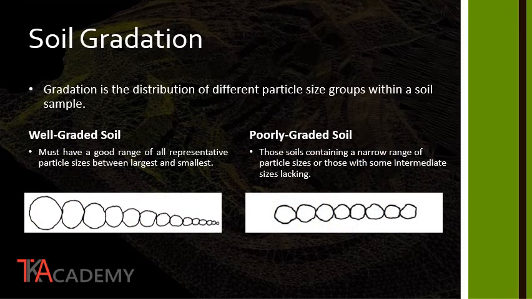Soil gradation is the term used to describe the distribution of different particle size groups within a soil sample. You will either have well-graded soils or poorly graded soil. Well-graded soils have a good representation of a full range of particle sizes from the largest to the smallest. Poorly graded soils are those that contain a very narrow range or have soil particle sizes that are all approximately the same size.